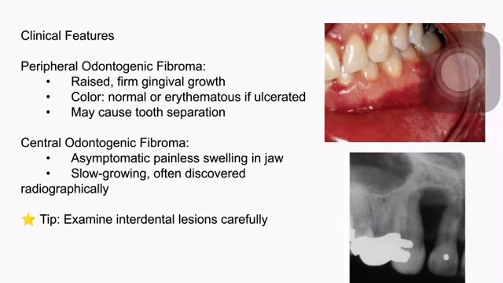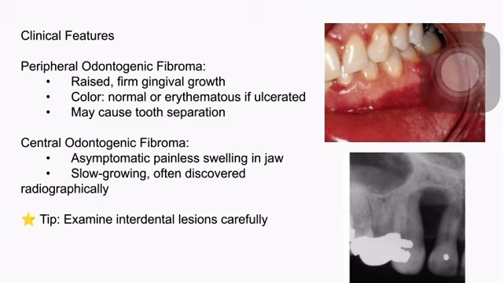Now, let's talk about the clinical features. Peripheral odontogenic fibroma first. It appears as a firm, raised gingival growth. Color is usually normal, but ulceration makes it erythematous. Interdental lesions may separate teeth, which is an important clinical clue. Okay, separation of teeth can be seen here.